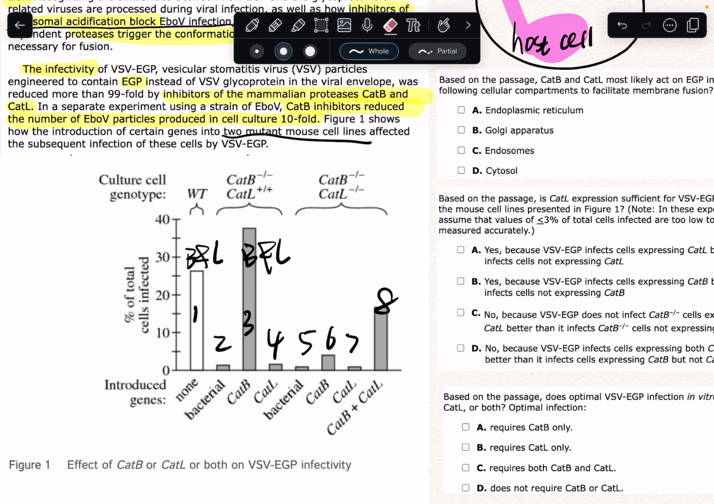Because I have both proteases that can facilitate infection. And then what about column 8? It also stands out because it's also relatively high, even though I knocked out both proteases.